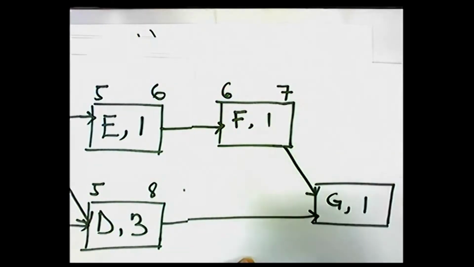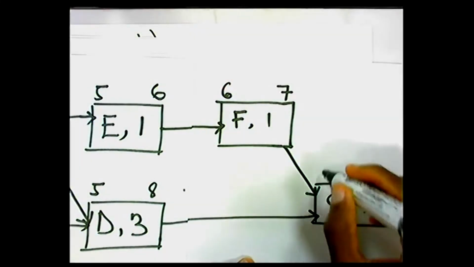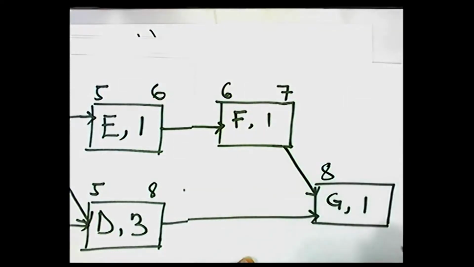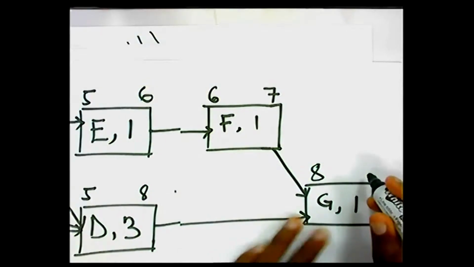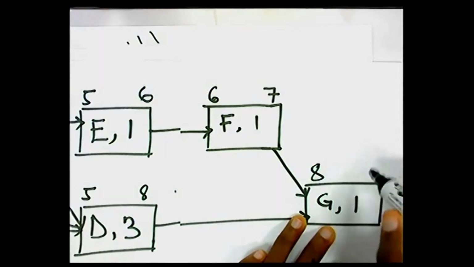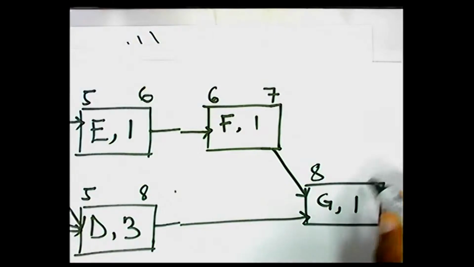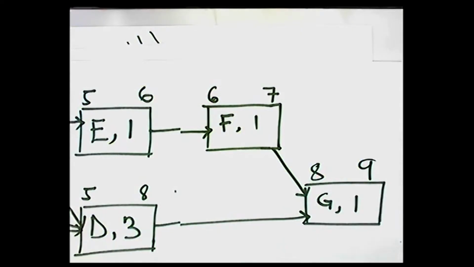It will take 7 months to complete activity F and 8 months to complete activity D. So the earliest time we can start activity G would be after 8 months. I hope by now we've all gotten the rubric, and it makes life that easy. And then the earliest time we can finish activity G is going to be 9 months. So this 9 months here becomes the project completion time. So the entire project can be completed in 9 months.